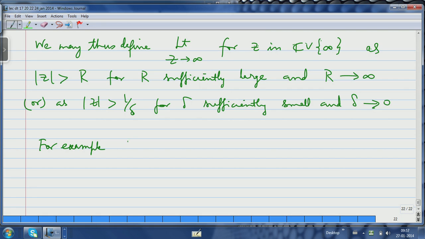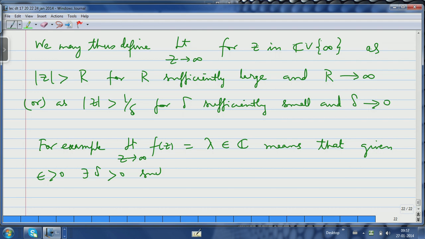So for example, the limit as z tends to infinity of f of z is equal to lambda, which is a complex number, means that given epsilon greater than 0, there exists a delta greater than 0 such that the distance between f of z and lambda can be made smaller than epsilon whenever the distance between z and infinity can be made small enough, which is the same as saying that mod z can be made larger than 1 by delta. Okay, so this is how you define the limit as z tends to infinity of a function being a finite complex number.